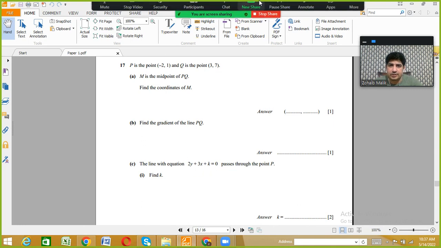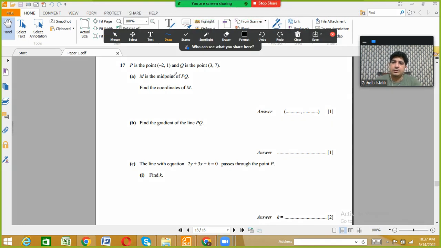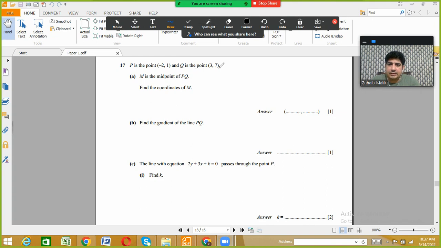So here, question number 17. P is the point negative 2, 1 and Q is 3, 7. M is the midpoint of PQ. Find the coordinates of M. So we have to find simply the midpoint of PQ. Which formula we have already discussed: (x1 plus x2) over 2 and (y1 plus y2) over 2. So this is simply 1 over 2 and 8 over 2, which means 4. So 1 over 2 and 4.